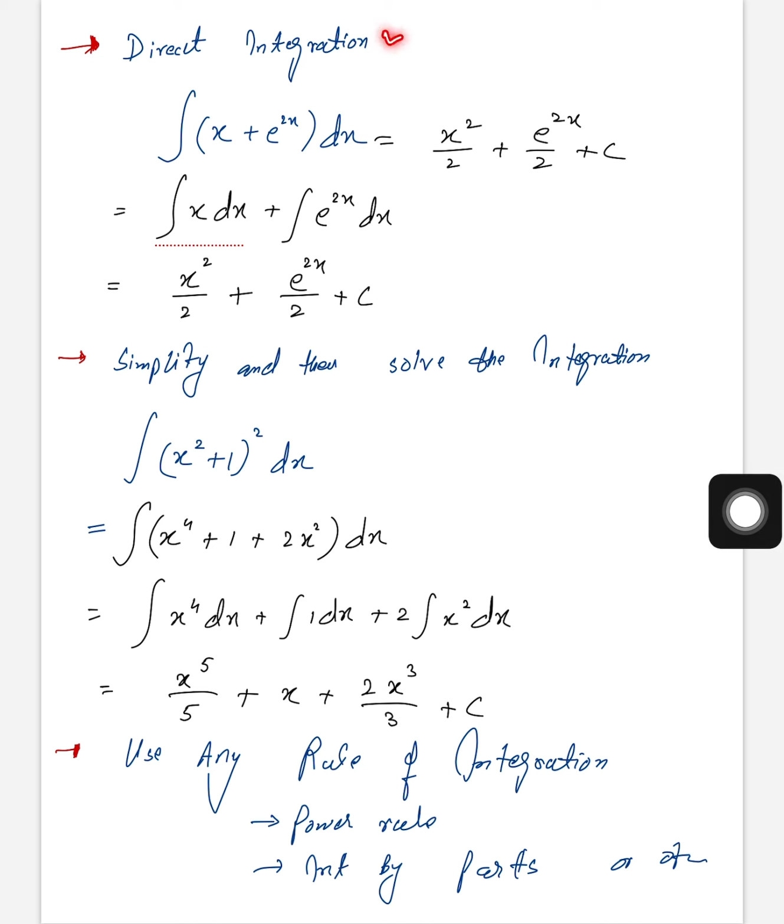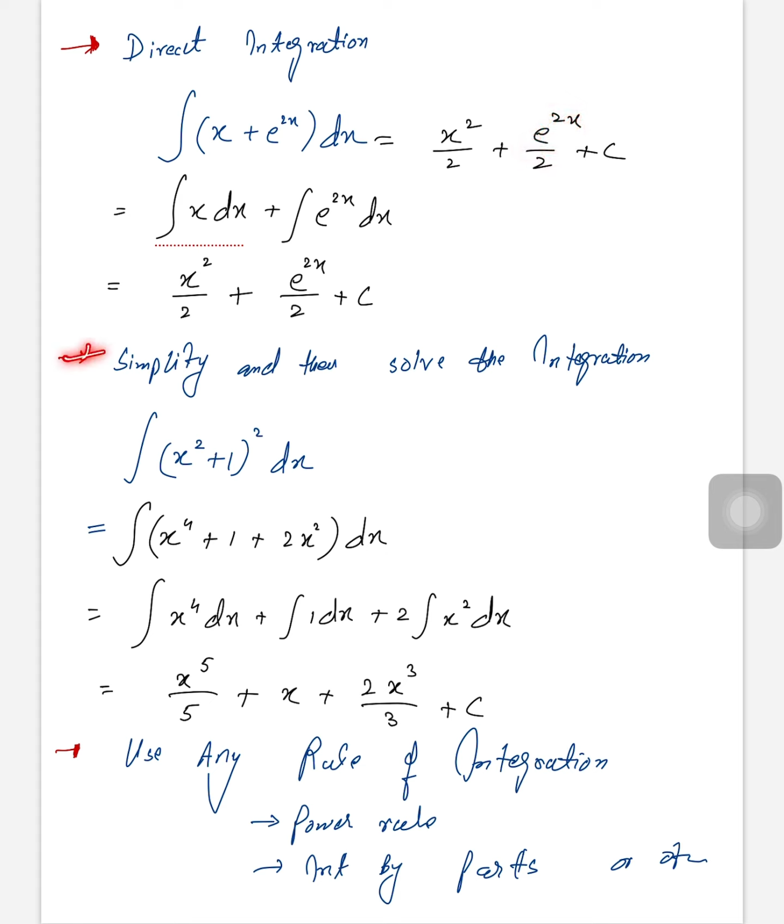Now before solving the integration question, first we will see if the question is solvable directly or not, right? Like here we can solve this directly, right? The integration of x is x square by 2 and integration of e to the power 2x is e to the power 2x divided by the derivative of 2x, that is 2, right?